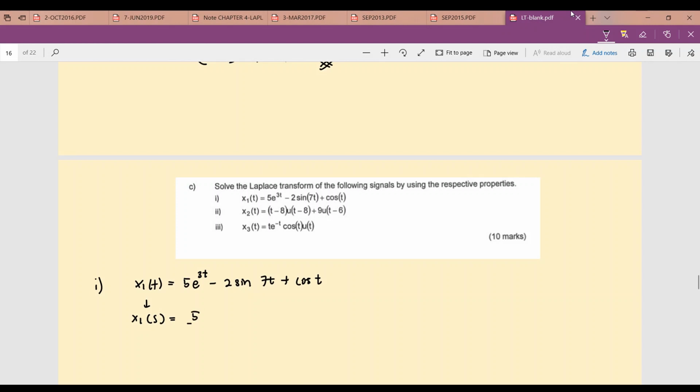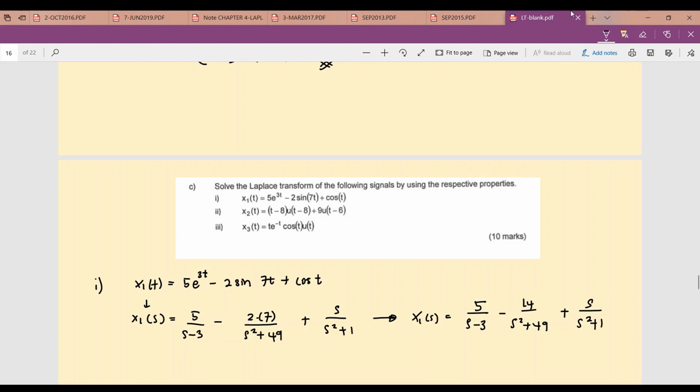So this one 5 over s minus 3 minus, okay, this one sin omega, so 2 darabkan dengan 7, divide by s square plus omega square, and then plus cos, s over s square plus omega square. So replace 2 times 7 equal to 14. Okay, so nanti tu jawapan dia lah. So jawapannya 5 over s minus 3 minus 14 over s square plus 49 plus s over s square plus 1.